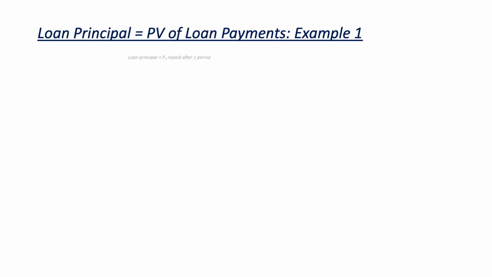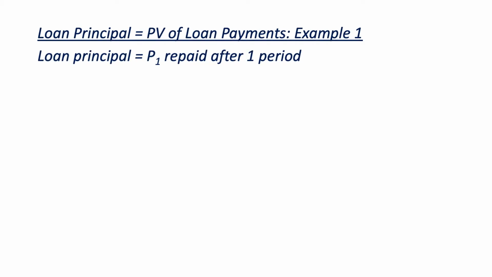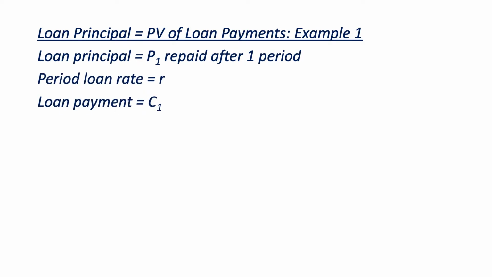Now, let us use some examples to explain why loan principal should always be equal to the PV of loan payments when the payments are discounted by the interest rate of the loan. In example 1, P1 is the principal of a loan to be repaid after one period. R is the loan rate per period, and C1 is the loan payment. After one period, principal plus interest will be P1 times 1 plus R, and it must be equal to C1 because it is a loan to be fully settled in one period. And so we can come up with this equation, P1 times 1 plus R equal to C1.